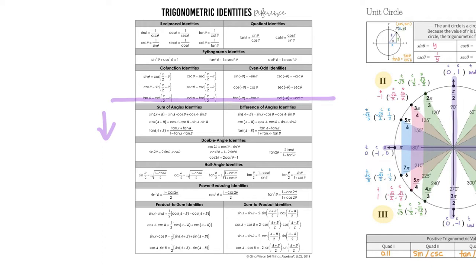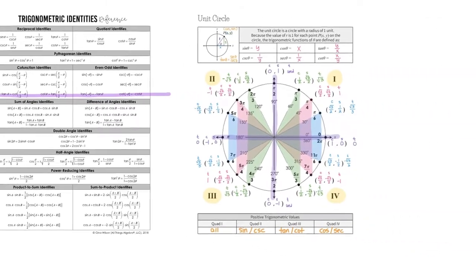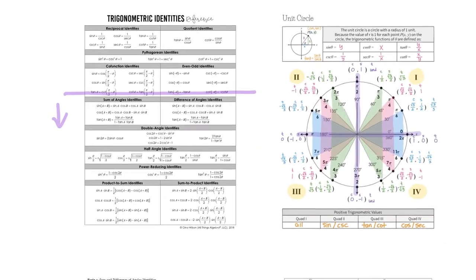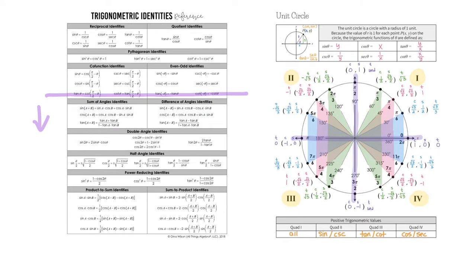So you are going to be allowed to use this identity reference sheet. I don't expect you guys to have that memorized. And you're also going to be allowed to use your unit circle. These two references are super important for what we're doing on the test. Okay, so let's start on the review.